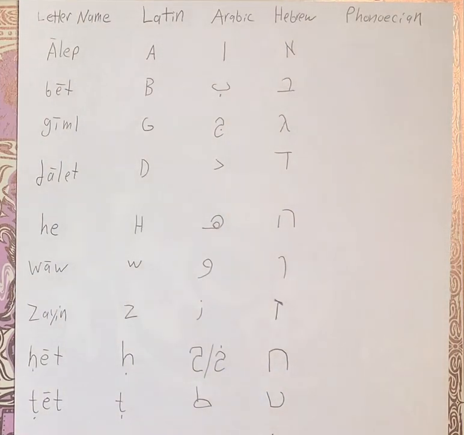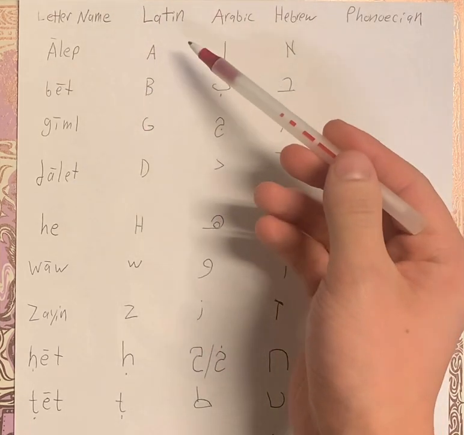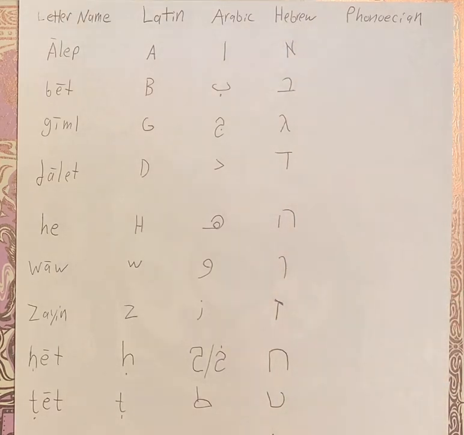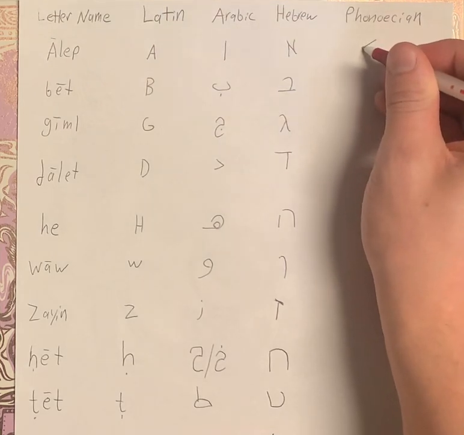Okay, today I'm going to be showing you how to write the Phoenician alphabet. So here you can see we have the name of the letter and then its Latin, Arabic, and Hebrew equivalents. So let's get started. The first letter is Aleph.